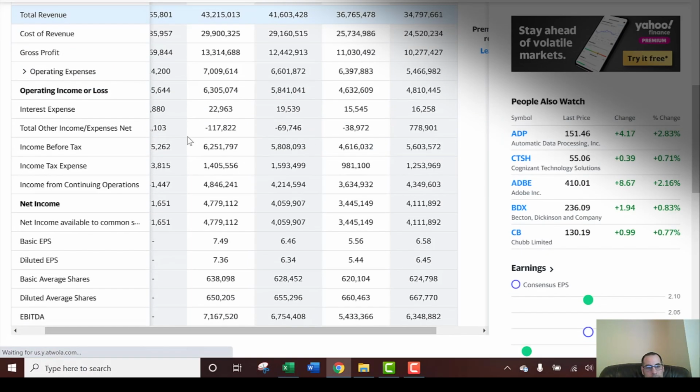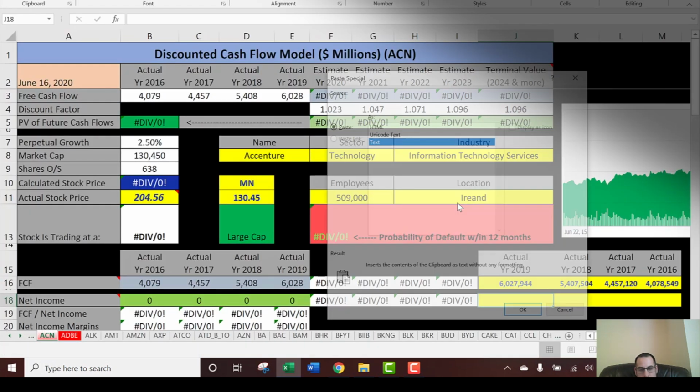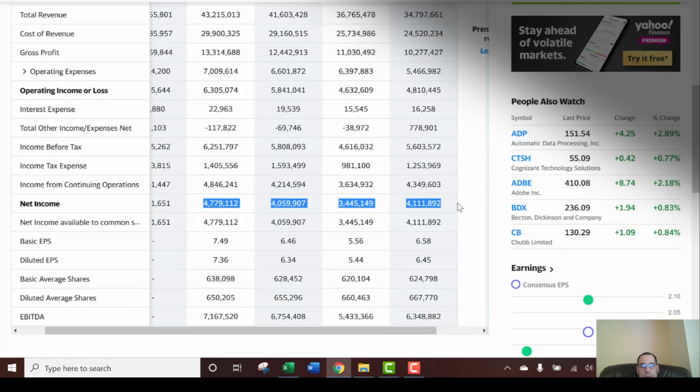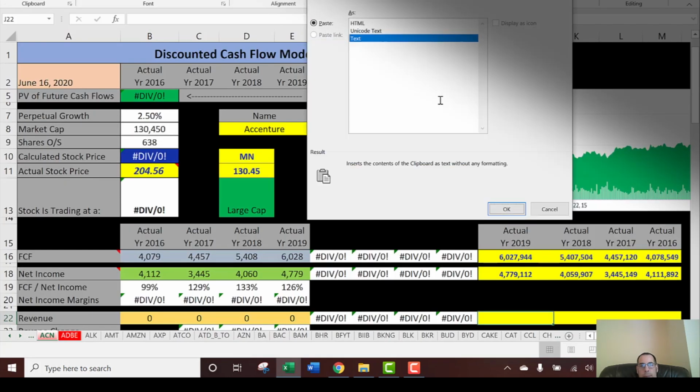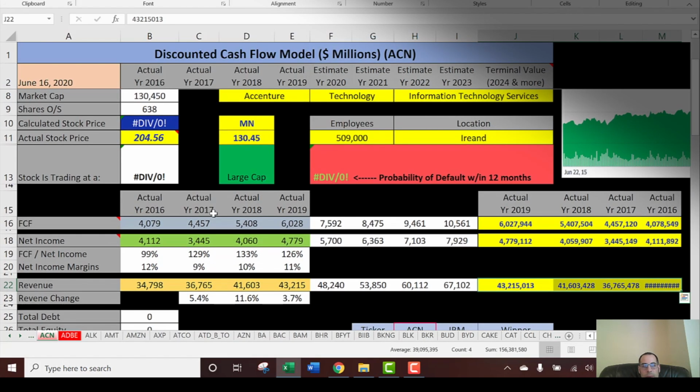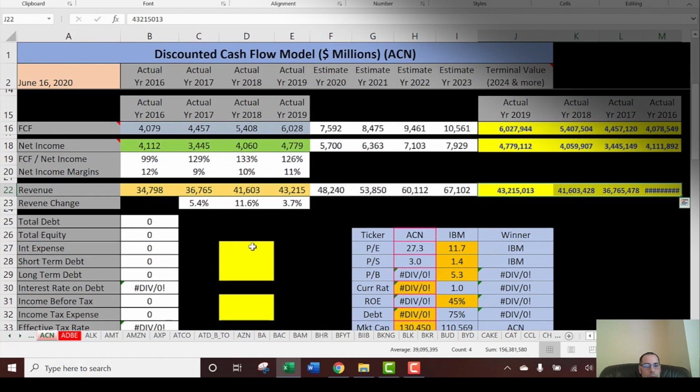Next, we're going to look at the income statement and get net income. That's the profit and loss. And we're going to put that into the model. And then last, we'll take the revenue, which is the sales for each year. And you want to make sure these numbers are fairly consistent and positive, because if you don't have one of those two, it can make it really hard to value a company.